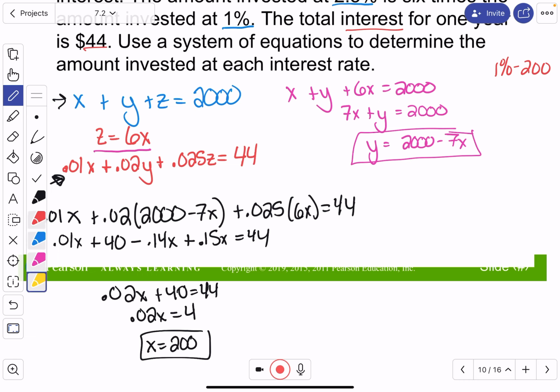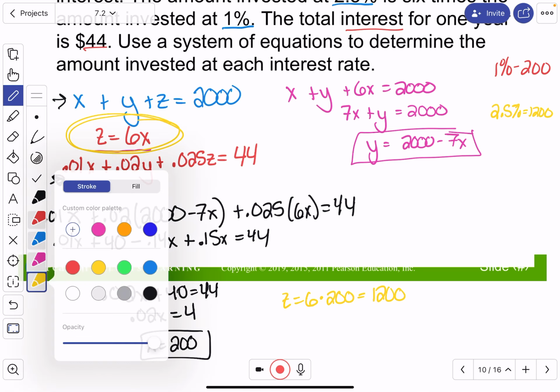Well, if we go back to this equation here, z equals 6 times that. So z is going to be 6 times 200, which means z is $1,200. So the 2.5% was $1,200.